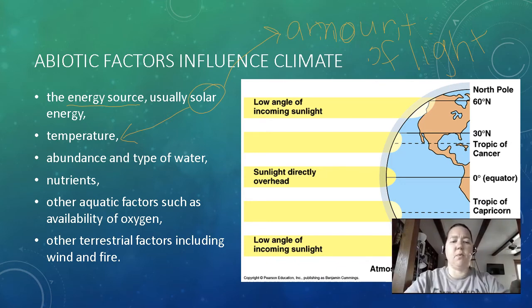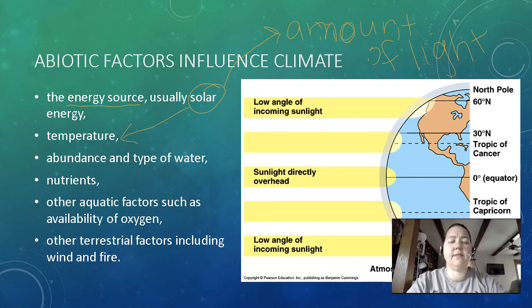The abundance and type of water. So are we getting some rain, a lot of rain, no rain? Instead of rain, do we have snow, permafrost, those kinds of things? So what kind of water do we have, and what phase is it in? Most organisms rely on liquid water.